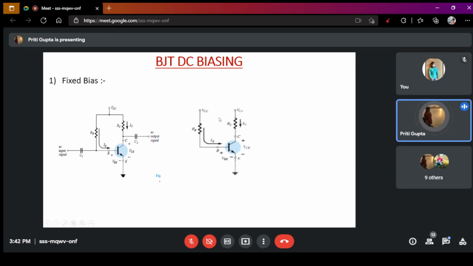You can do this also. Both are right. Okay. So have you understood the diagram, the circuit? Ma'am, can you please repeat once?